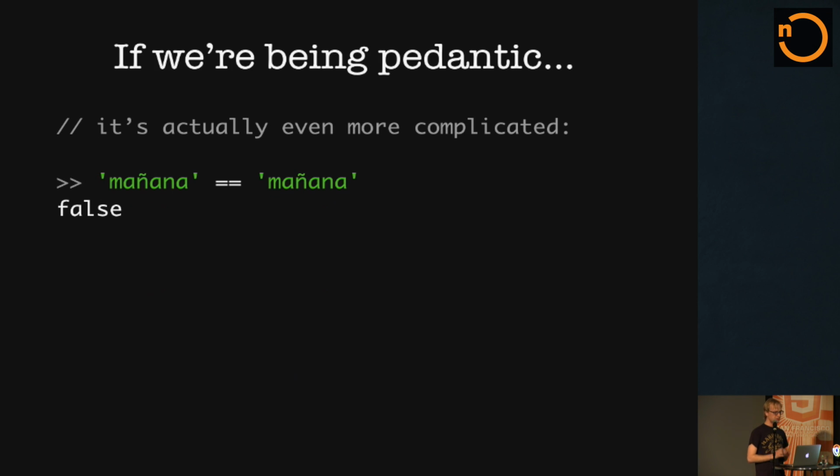Now, if we're being pedantic, and this depends on your use case, of course, it's actually a bit more complicated. So now we know how to count code points correctly. But sometimes, a string looks visually like it contains a number of symbols, while in reality it contains more symbols. So how can we account for stuff like that?